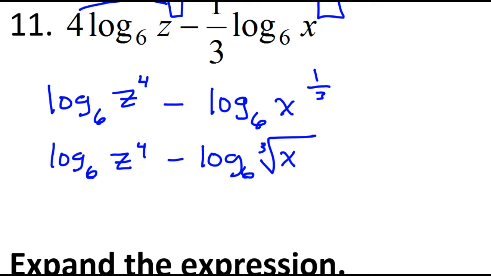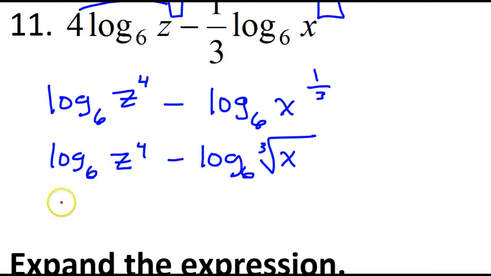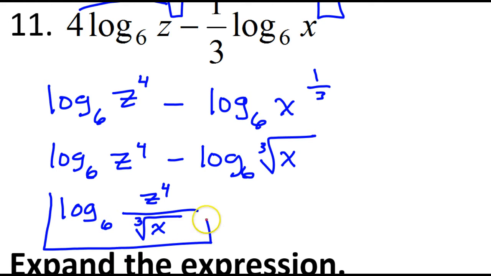Now, this subtraction lets me know that I'm going to be using the quotient property. If you have subtraction happening between two logarithms, that condenses down to a fraction, division. So this is going to be log base 6 of, the positive one is going to go in the numerator, so z to the 4th power. The negative one is going to contribute to the denominator, so cube root of x here. And this is fully condensed. That would be the answer to number 11.